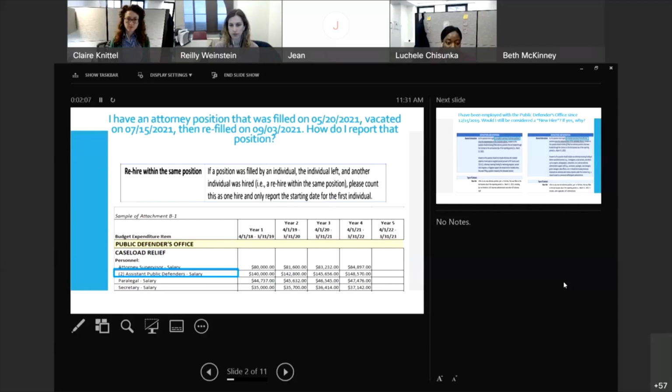Well, you have to take a look at the budget. As you can see on the example on this slide, there were 2 assistant public defender positions that were budgeted. If one of those assistant public defenders leaves, then someone refills the position. You wouldn't then say on your progress report that you have 3 assistant public defenders. You would say that you have 2. A 3rd position wasn't created because someone left. It's still just 2 positions based on what was budgeted.